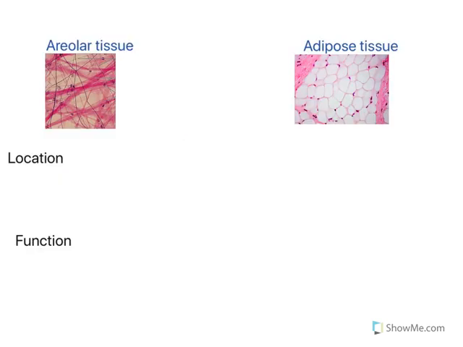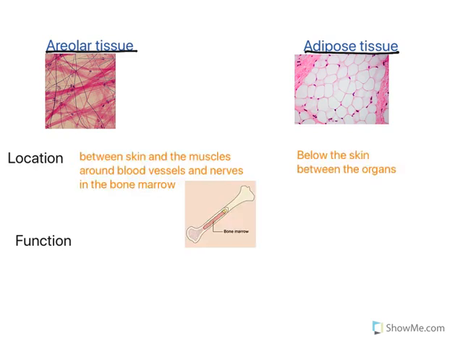Now we learn another two kinds of connective tissue. One is called the areolar tissue and the other is the adipose tissue. Now the areolar tissue is found between the skin and the muscles, around the blood vessels and the nerves, and in the bone marrow. Here is a picture to show you the bone marrow. Bone marrow is a soft tissue present inside the bone.